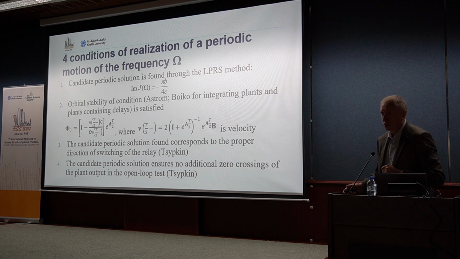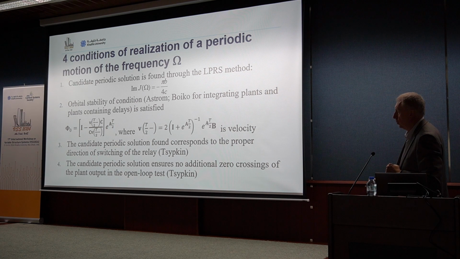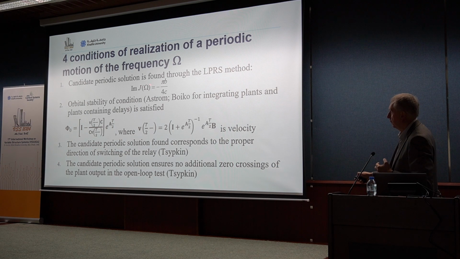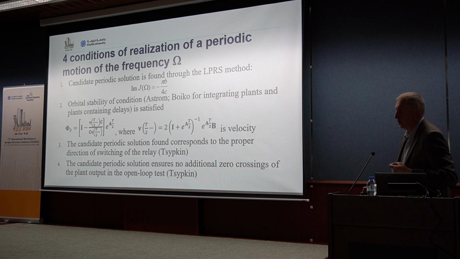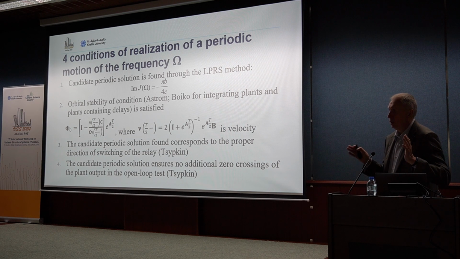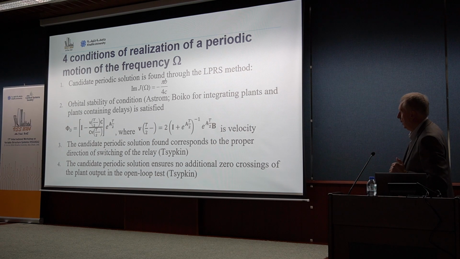Now, four conditions of the realizability of the periodic motion. That's also pretty interesting, I find. So first, this equality must be satisfied, which is the equation from which we find the frequency. In addition to that, orbital stability of the found periodic motion must be satisfied. This is the orbital stability condition. So this matrix must have eigenvalues smaller than 1 in magnitude.